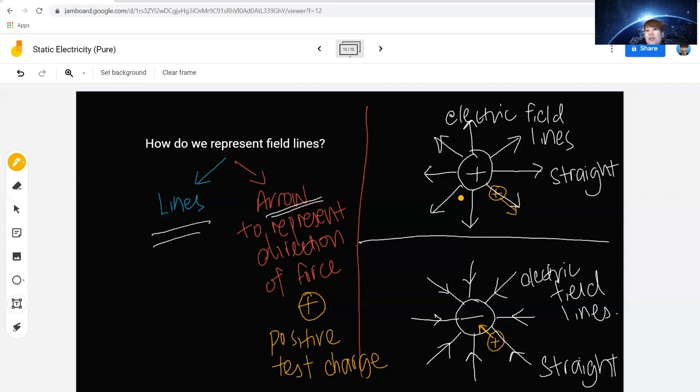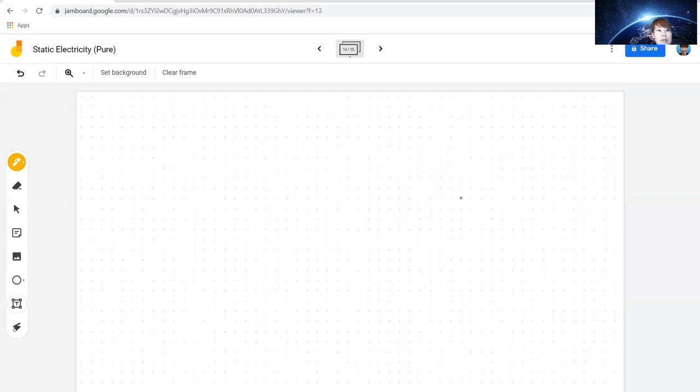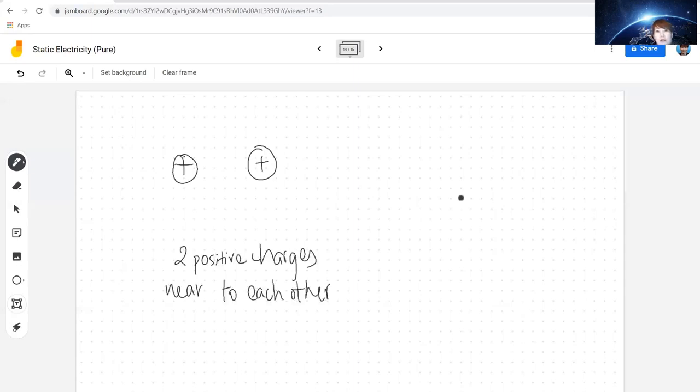Now, how do we represent the field lines if there is more than one charge? Okay, so let me give you an example. Let's say we have two charges of like charge, plus and plus, and I bring them close together. Recall that the electric field lines surrounding the positive charge are pointing outwards. But if I have two of them nearby, it must be near so that it can be in the field. They must be in the electric field in order to experience the force.